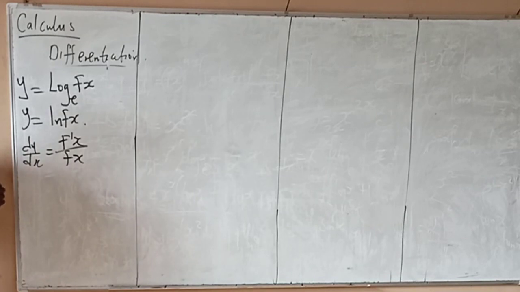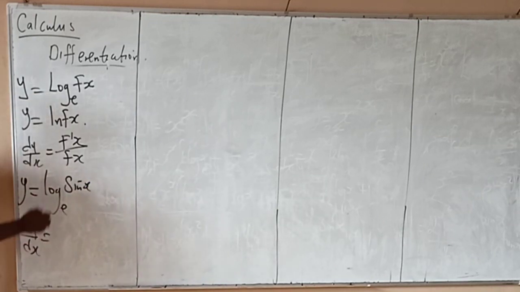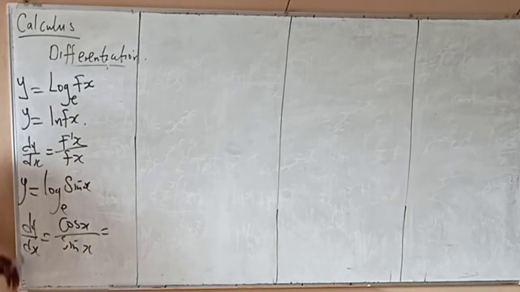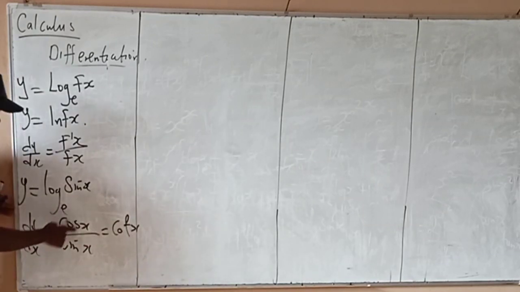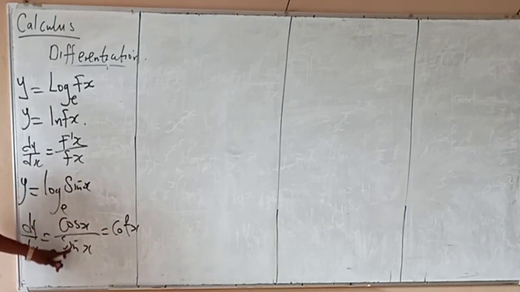So let's look at something like this. Something very nice. Y is equals to log sine x to base e. What is dy over dx? The dy over dx will be differentiating sine x. What do you have? You have cos x over the same sine x. Answer. Cos over sine. What is cos over sine? In trig ratios, cos x over sine x is cot x. This is the inverse of tan x. So sine x over cos x is tan x, and cos x over sine x is cot x. You take note of that too.